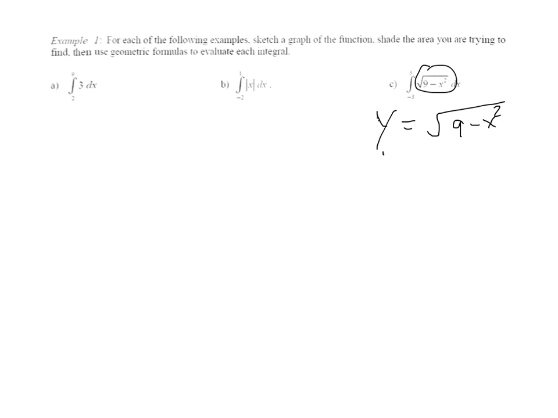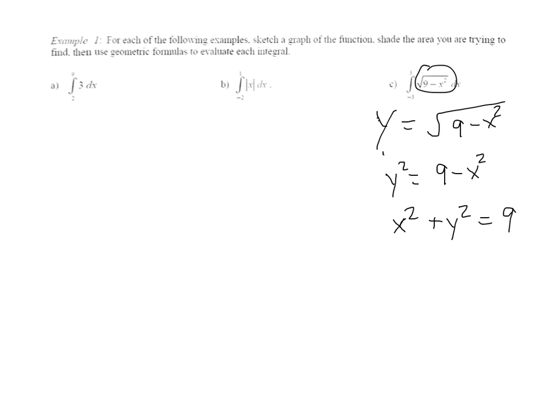Okay, if I were to square both sides, I get y squared equals 9 minus x squared. And if I bring that x squared to the other side, I get this. This is the equation of a circle that has a radius of 3. I know that might be a little confusing, or at least something we don't use a whole lot.